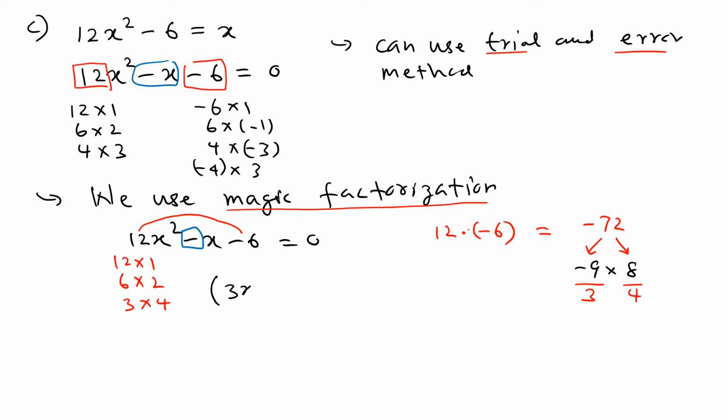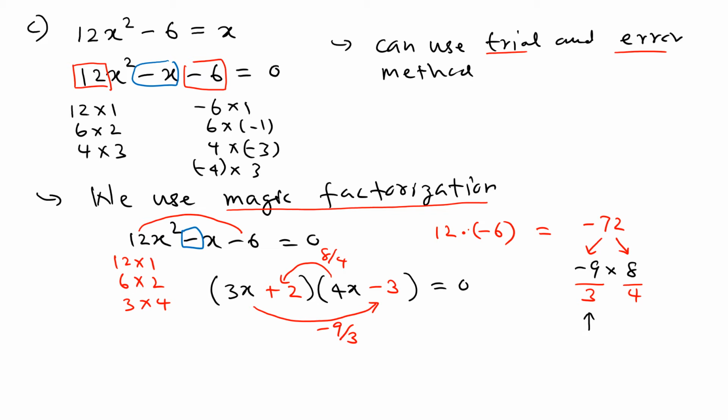One term is 3x, and the other term is 4x. Now to find the other number in each factor, we simply get the numbers from here. To find this number, we divide negative 9 by 3, so this is negative 3. And to find the number for the other term, we use the other one: 8 divided by 4. That means plus 2 is the other number.